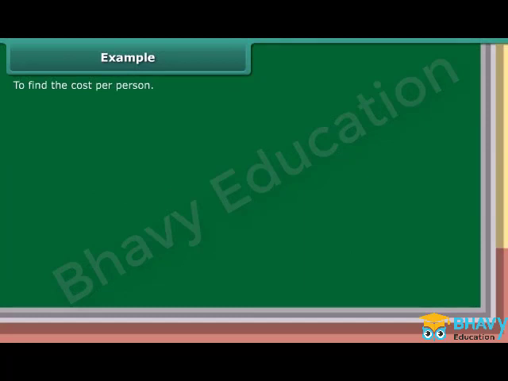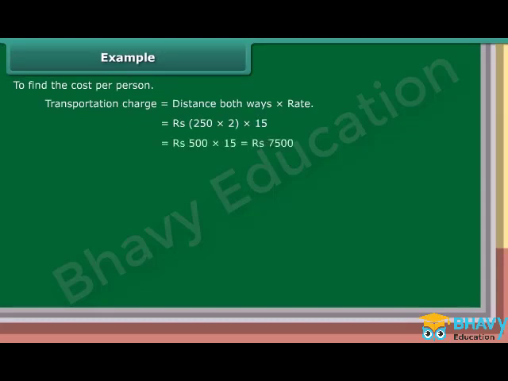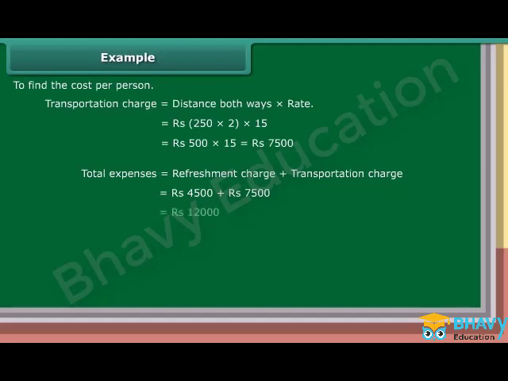To find the cost per person, transportation charge is equal to distance both ways into rate, which is equal to Rs 250 into 2 into 15, which equals Rs 500 into 15, which is equal to Rs 7,500. Total expenses is equal to refreshment charge plus transportation charge, which is equal to Rs 4,500 plus Rs 7,500, which is equal to Rs 12,000.